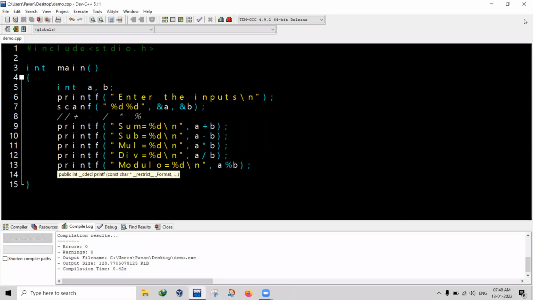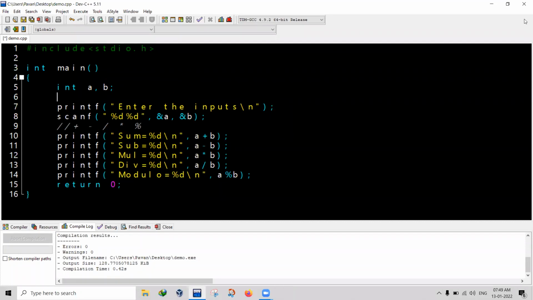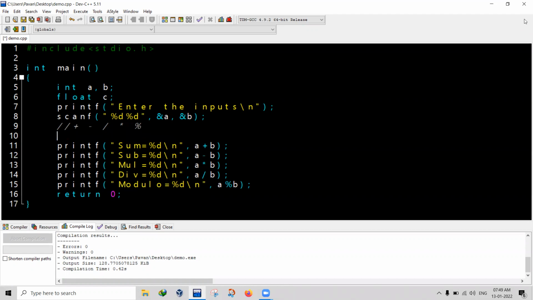To overcome this, there are two ways. Either you can go with explicit data type conversion. You just have to have a variable called float c, and you have to perform an operation here. c is equal to a by b. Then you have to print c in the form of percentage f. Just print c. This is called implicit data type conversion, where the compiler will do the change.